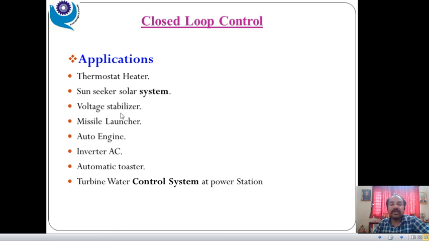Voltage stabilizer: when there is a change in voltage, whether it is a buck stabilizer or boost stabilizer, according to that it stabilizes the voltage, right? When voltage falls below the reference value, or you can say desired value or set value, it amplifies that voltage. Or else when there is over voltage, when it goes beyond the level, at that time again it decreases the voltage. So ultimately when there is a change in the voltage, low or high, this system keeps the voltage constant in any conditions. So voltage stabilizer, missile launcher, auto engine, inverter AC, automatic toaster.